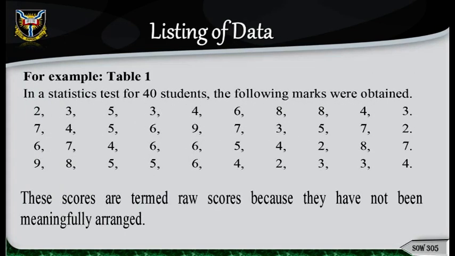For example, Table 1. In a statistics test for 40 students, the following marks were obtained: 2, 7, 6, 9, 3, 4, 7, 8, 5, 5, 4, 5, 3, 6, 6, 5, 4, 9, 6, 6, 6, 7, 5, 4, 8, 3, 4, 2, 8, 5, 2, 3, 4, 7, 8, 3, 3, 2, 7, 4. These scores are termed raw scores because they have not been meaningfully arranged.